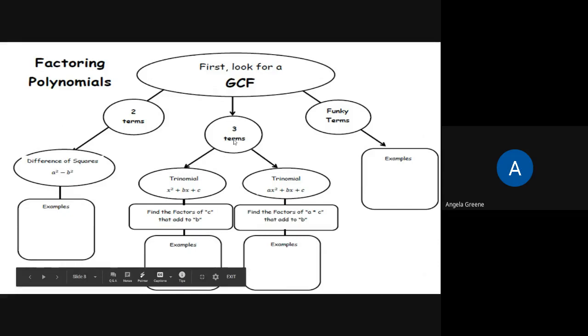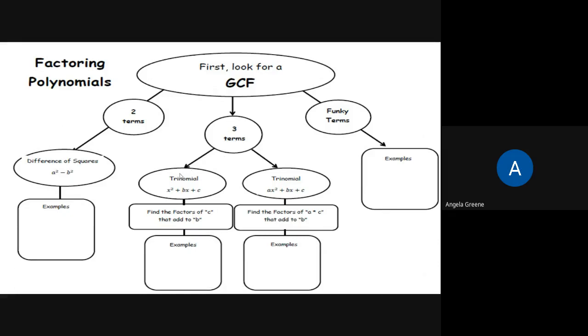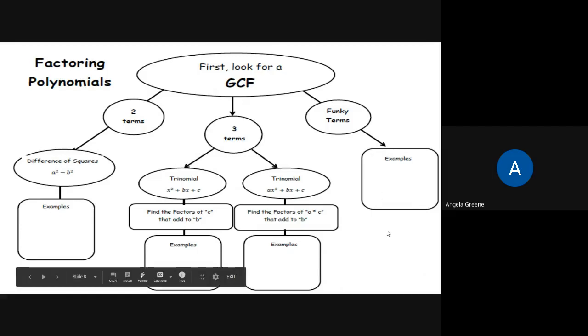3 terms, again, after you factor out the GCF, if you can factor it further, will fall under the category of the quadratic trinomials. And then you'll have to decide, okay, do I have a leading coefficient, or do I not have a leading coefficient? And then funky terms typically are the ones where you've got double variables like ab squared minus ab. So let's look at a few examples.